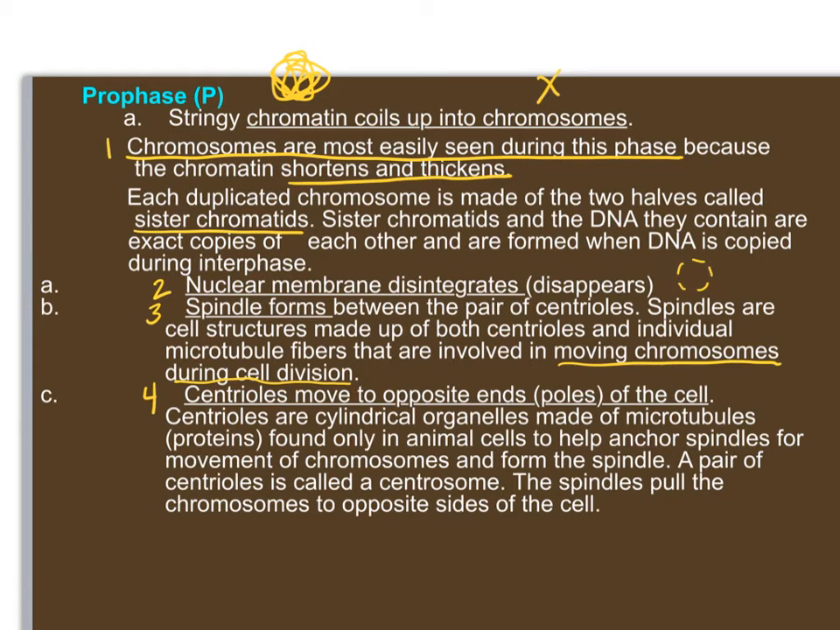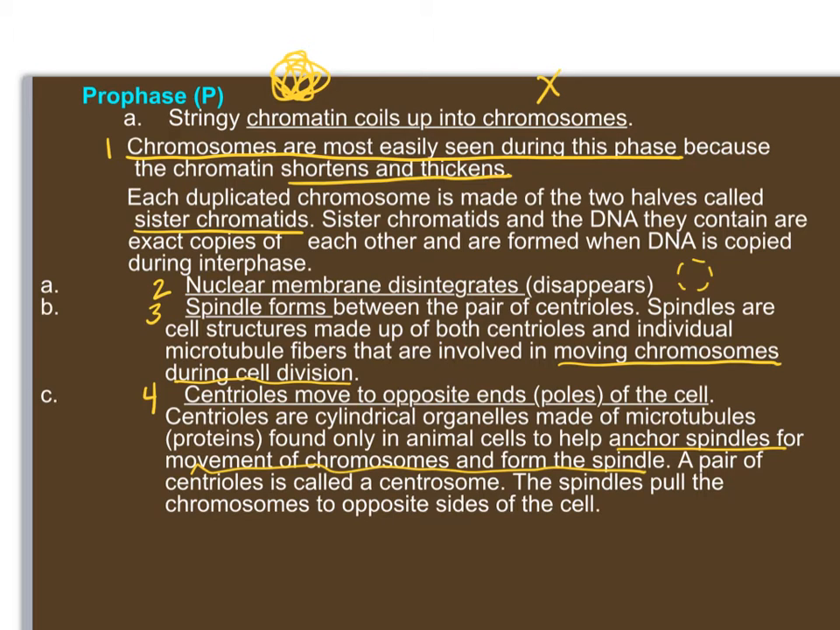Now another thing that happens is that centrioles move to opposite sides of the cell. So again, those centrioles are little organelles. Again, they're made of protein, microtubules, and they're only found in animal cells. And the centrioles are going to anchor the spindles as they move the chromosomes. Okay, so that's what they do. A pair of centrioles is called a centrosome. So if you see the word centrosome, that is the pair of centrioles.